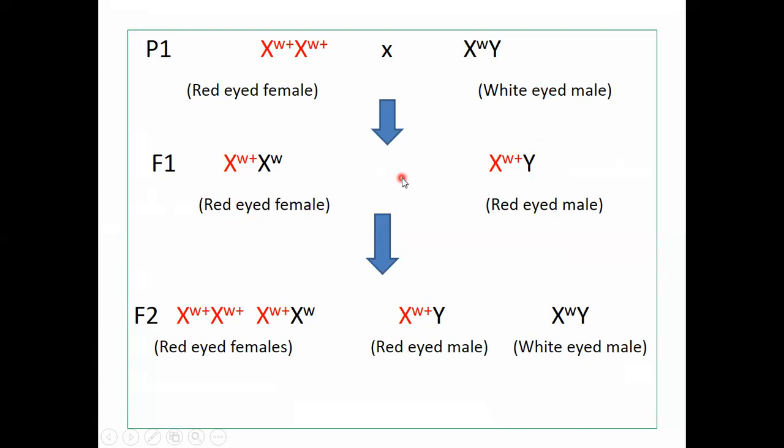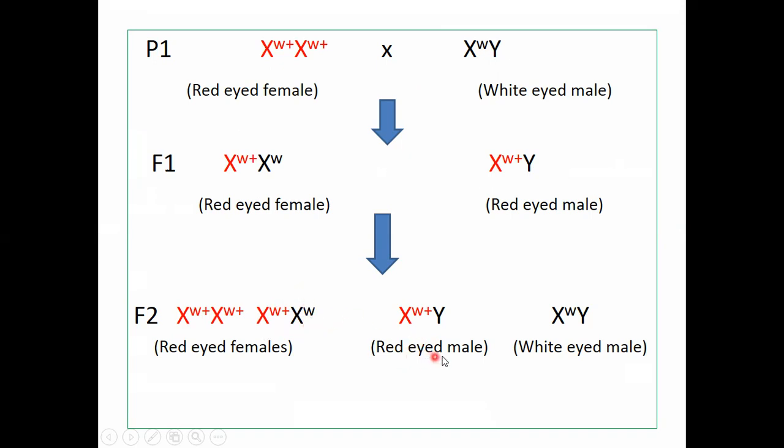Then the F1 female is crossed with the F1 male, and you can see here the F2 generation. So we have red-eyed females. Two females are there with red eye, and one female is present in homozygous condition. The second female is present in heterozygous condition, meaning one X chromosome of that female carries the red allele, the other X chromosome carries the white allele. But the phenotype is red eye. It means the red allele is dominant over the white allele.